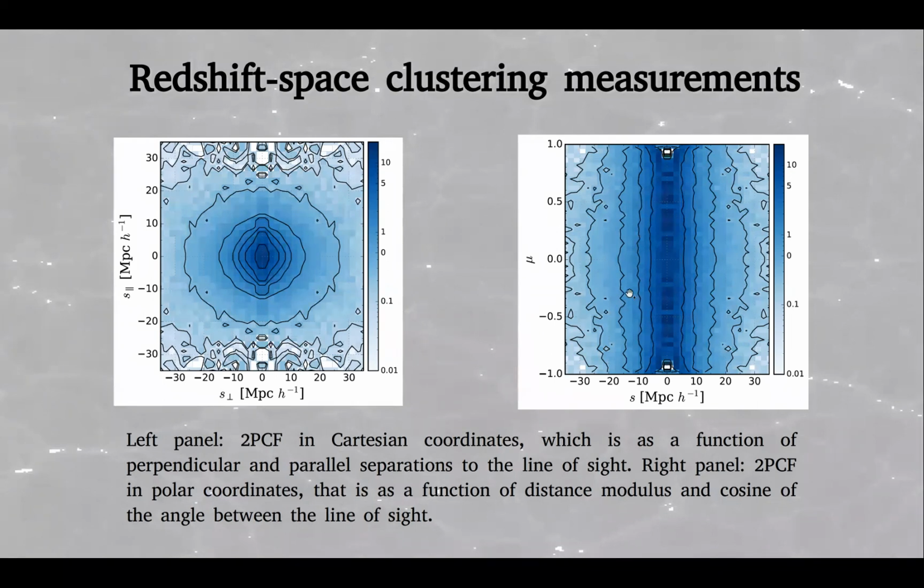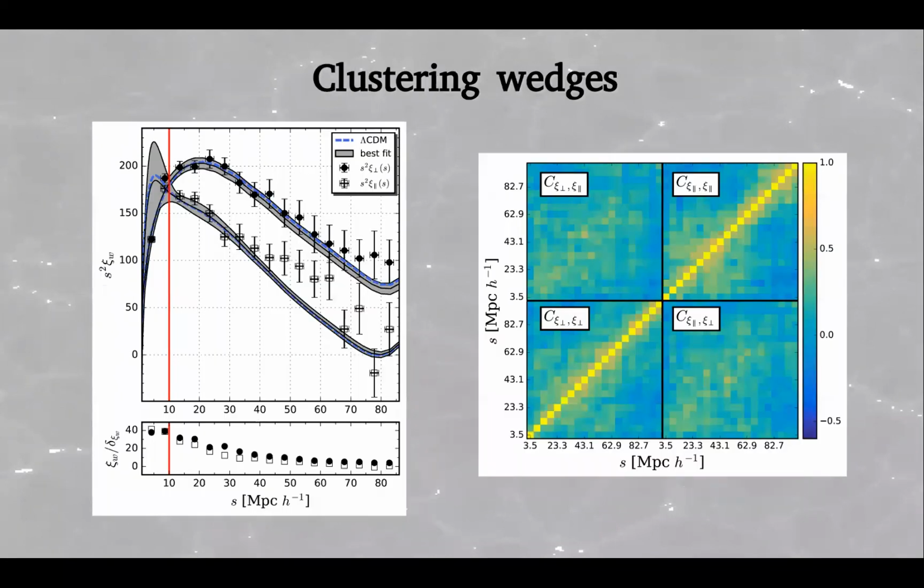The same in polar coordinates. In this case, we expect vertical lines in real space. The fact that we do not have vertical lines means that we have distortions. Okay, then from this we integrate. The idea is to have more compressed summary statistics that give us an easier way to model these things. And so we did it, and this is the clustering wedges.